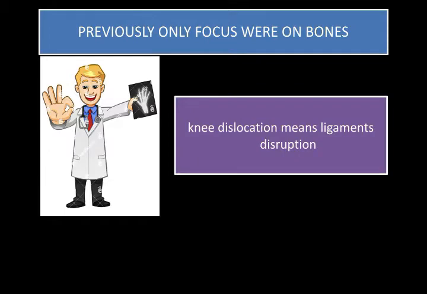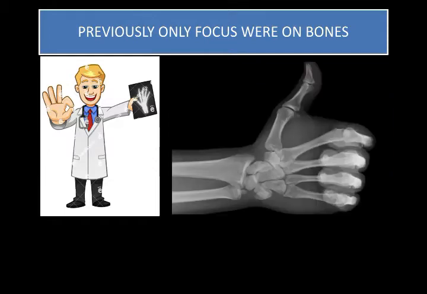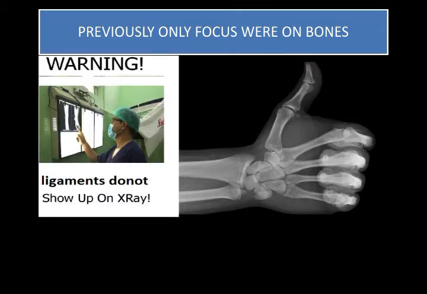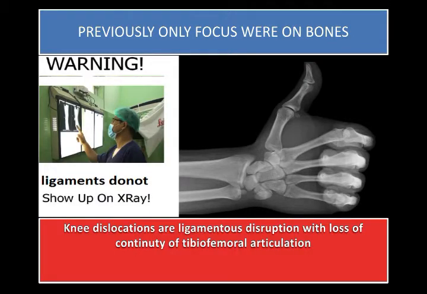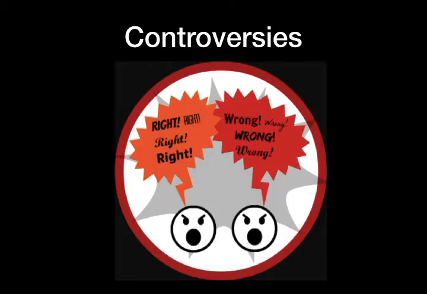But knee dislocation means ligament disruption, and good looking x-rays may not always give a good result in the future, because knee ligaments are not seen in the x-rays. So we can conclude that knee dislocations are ligamentous disruption with loss of continuity of tibiofemoral articulation. Most of us agree on the immediate need of reduction and immediate retention of reduction.